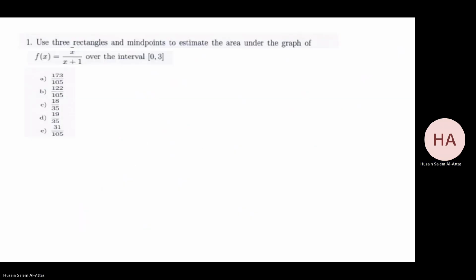Okay. Use 3 rectangles and midpoints. In this case, he wants the midpoints, and this is the function. He wanted to do the calculation. Okay, the same idea. I have delta x, 3 minus 0 over 3, that will be 1. So my rectangles 0, 1, 2, 3, those are my rectangles, each one of length 1.